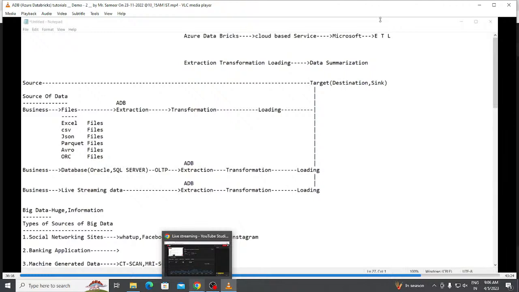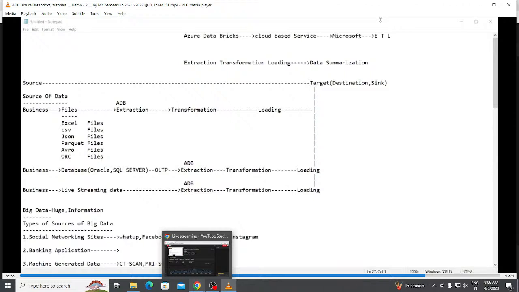I am basically from an ETL background, an Informatica developer. So what do you suggest, should I go for ADF or ADB? Then you can go with ADB, why not? Definitely ADB will work for you.